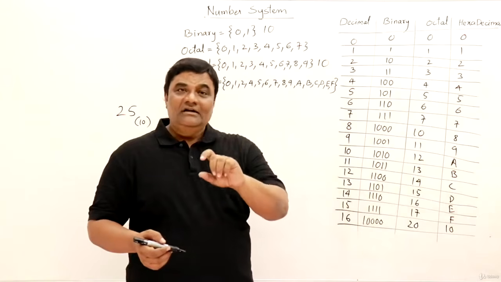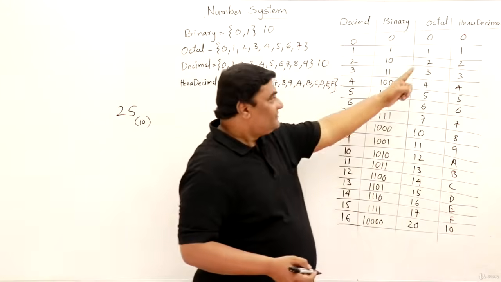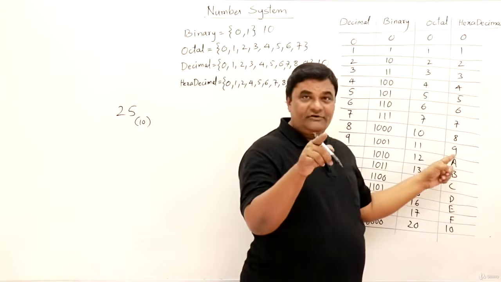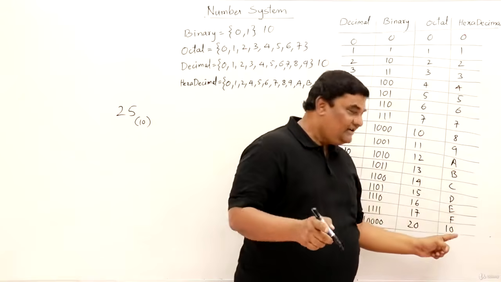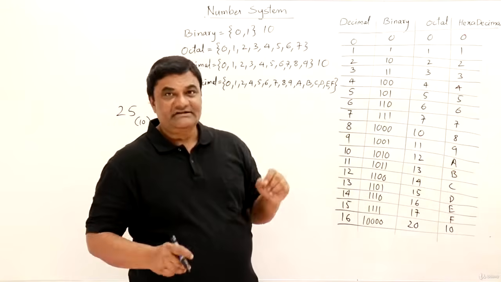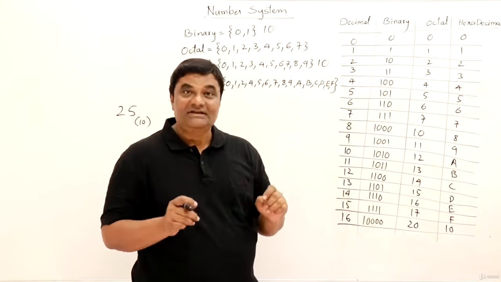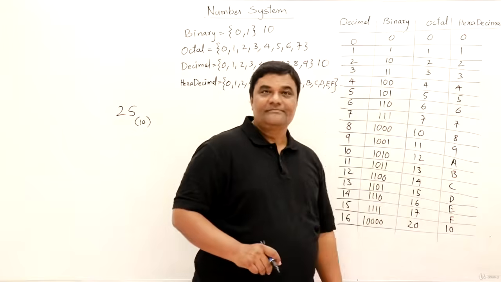Hexa means 6 plus 10, hexadecimal, total 16. So 0 to 9, then after that, for 10, the English alphabet A is used, then B, C, D, E, F last. So there are a total of 16 digits, figures, symbols in this one. Then after that, we take the combination 1, 0.